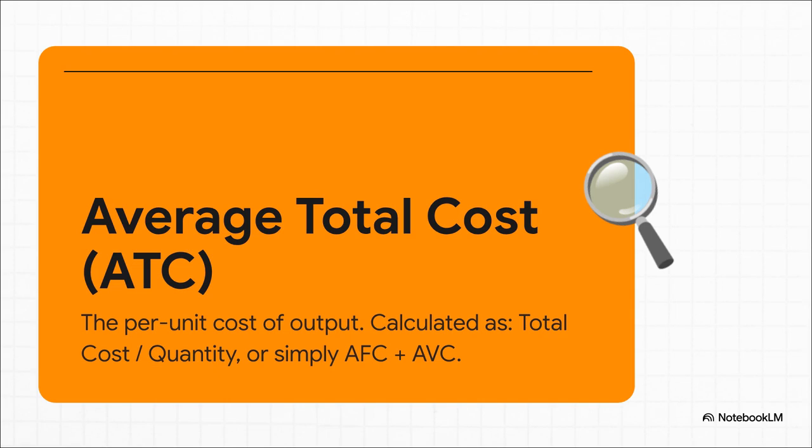And that brings us perfectly to the big one, average total cost, or ATC. This is kind of your main number, the bottom line cost for each unit. You can find it by taking your total cost and dividing by quantity, or here's a shortcut. You can just add the two averages we already figured out, your AFC plus your AVC. Gets you to the same place.